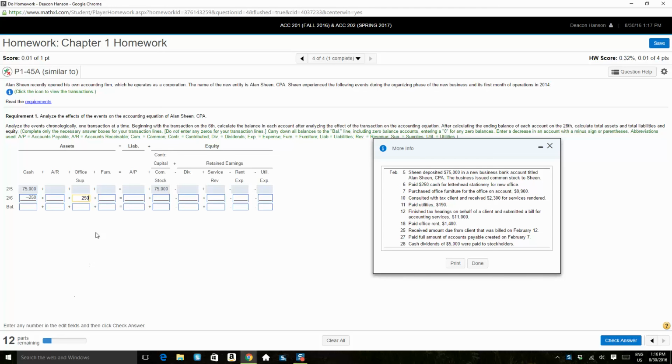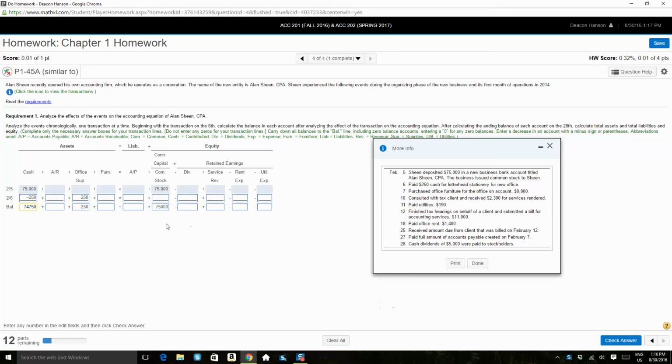Now after every transaction, you need to rebalance everything. So start on the right side here. Equity, you still have $75,000 in common stock. Now you have $250 more of office supplies, and your cash has gone down by $250. So now you have $74,750.